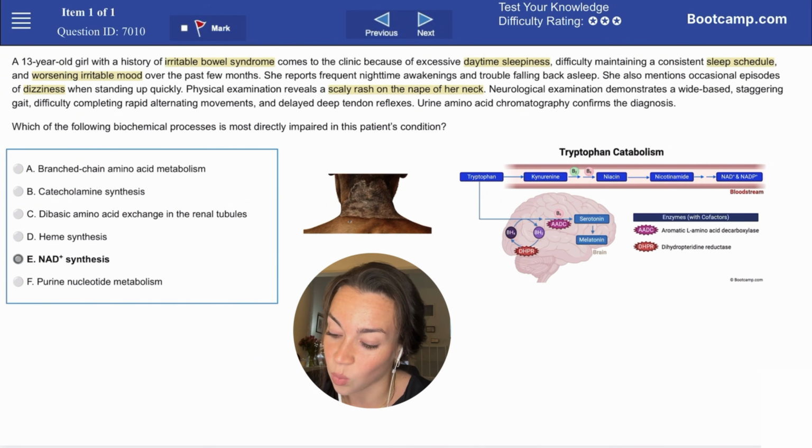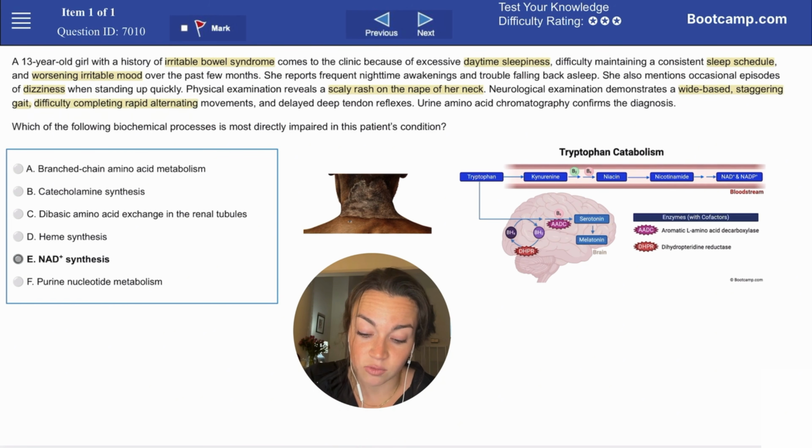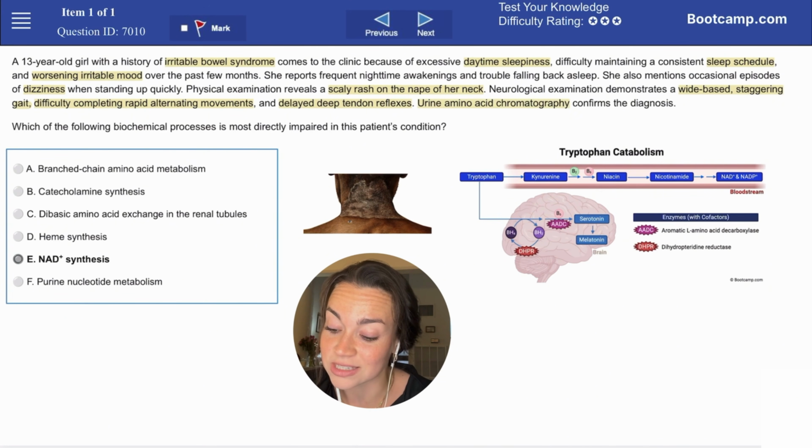Neuroexam is revealing a wide-based, staggering gait, as well as difficulty completing rapid alternating movements. The wide-based staggering gait and difficulty with rapid alternating movements, also called dysmetria, is evidence of cerebellar dysfunction. And we're going to come back to why that is relevant in this case, but just something that we're thinking about as we're reading through. We're also seeing delayed deep tendon reflexes. And urine amino acid chromatography is confirming the diagnosis. The question wants to know which of the following biochemical processes is most directly impaired in this patient's condition.